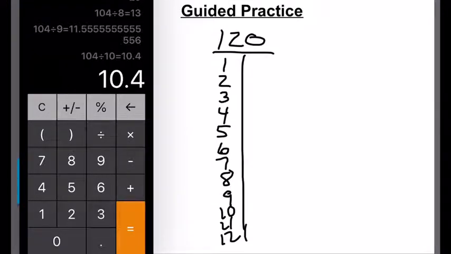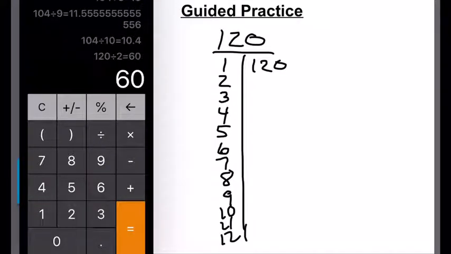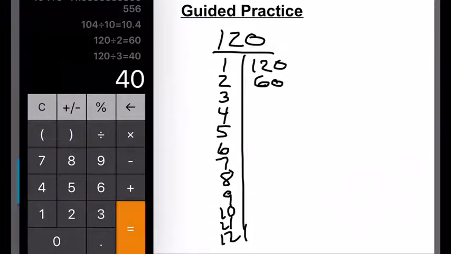Our first factor pair is 1 and 120. 120 is even, so our next factor pair is 2 and 60. 1 plus 2 is 3, plus 0 is 3. 3 is divisible by 3, so 120 is also divisible by 3. 3 and 40 is our next factor pair.